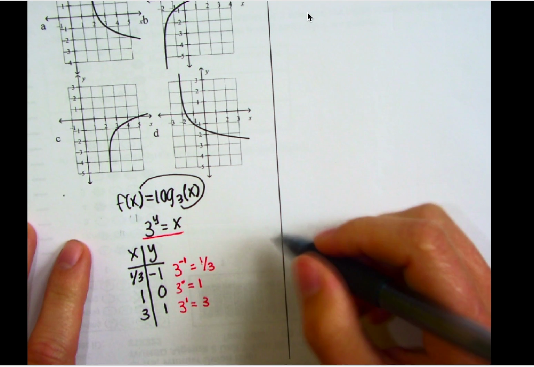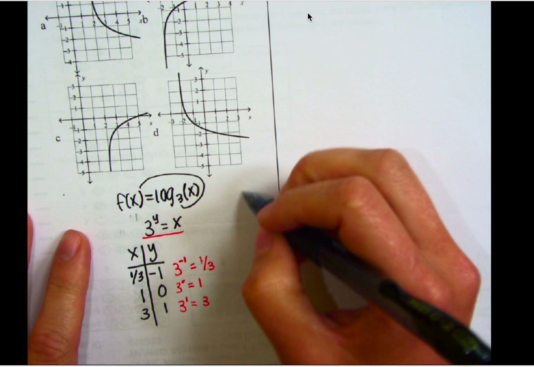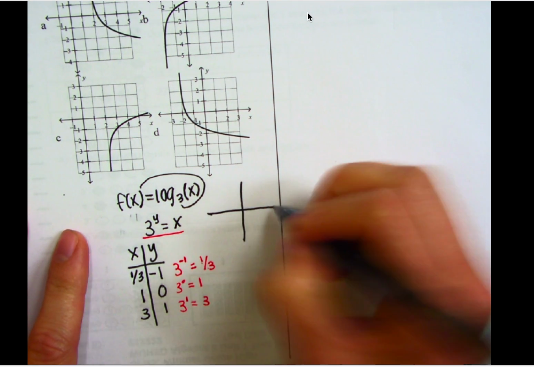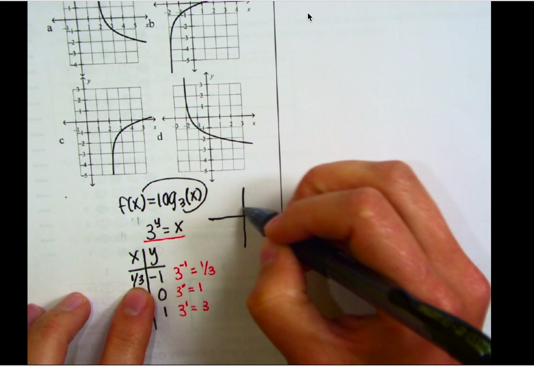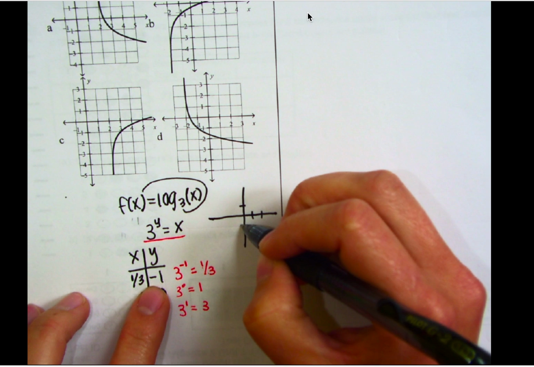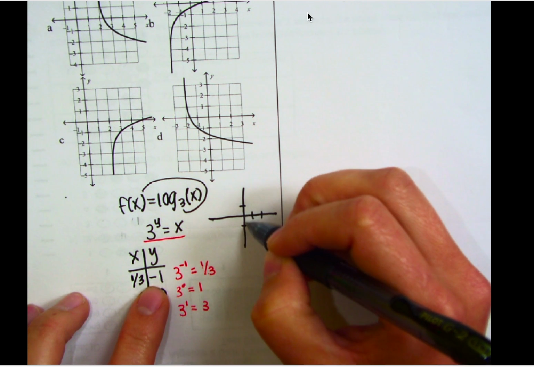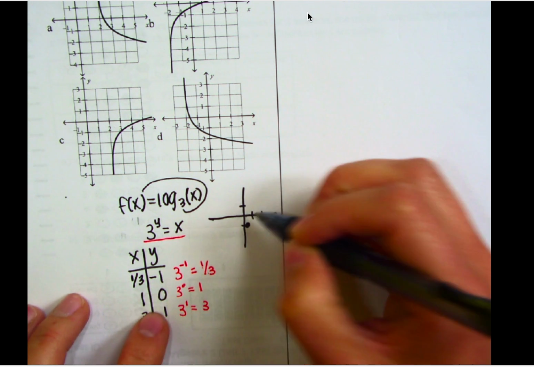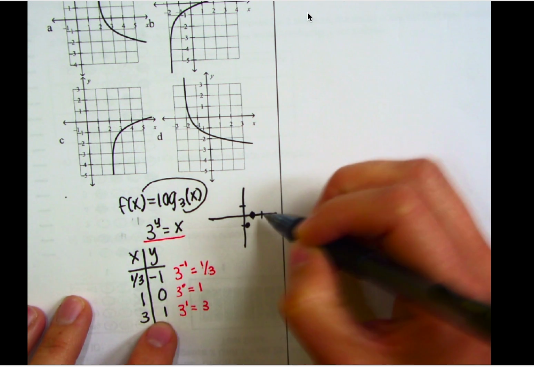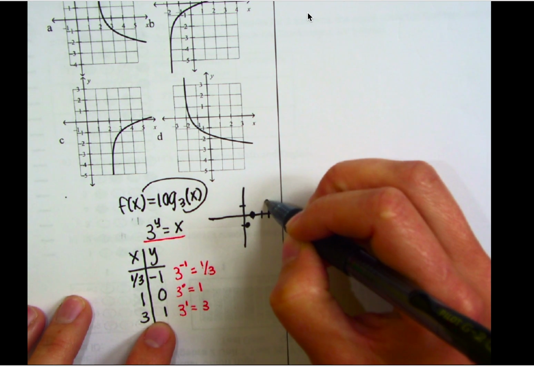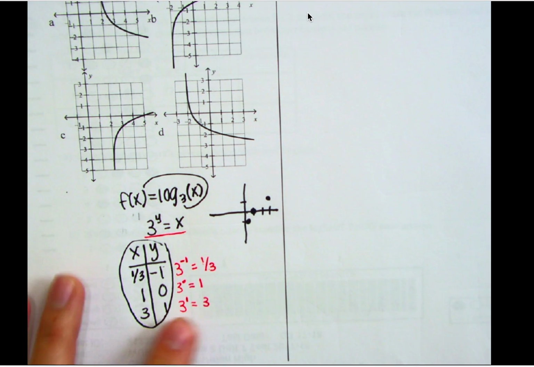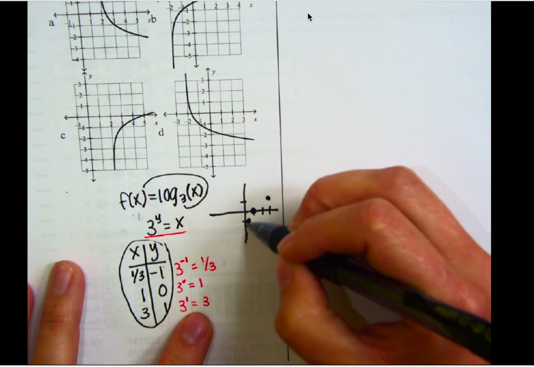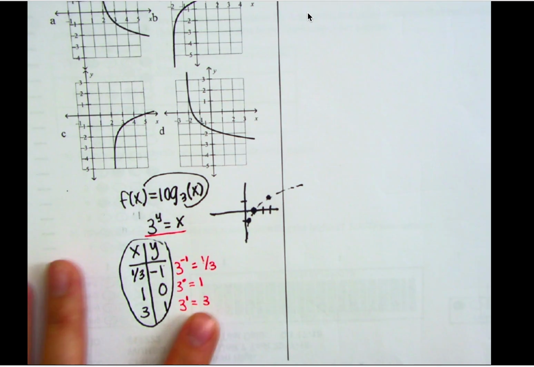So I'm going to do just a quick sketch of this, maybe over here on the side. When I sketch these ordered pairs, I have 1/3 comma negative 1. So 1/3 would be about here, negative 1. Then I have 1 comma 0 and 3 comma 1. Those would be the 3 ordered pairs right here from my table. Okay, so if I do that quick sketch, it would look something like this.